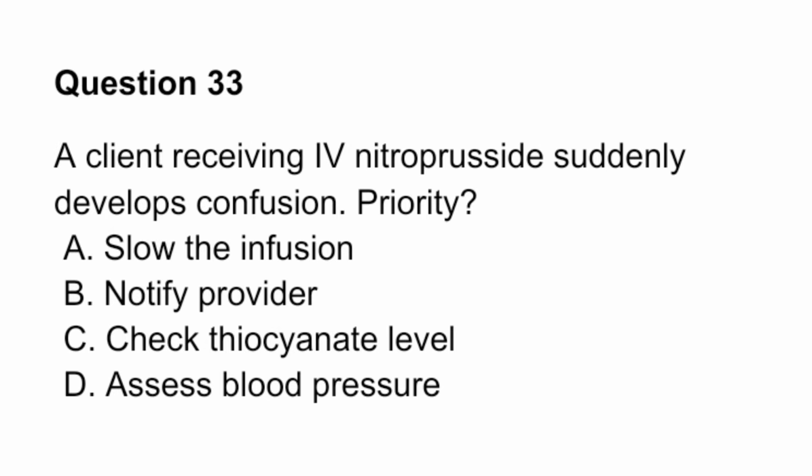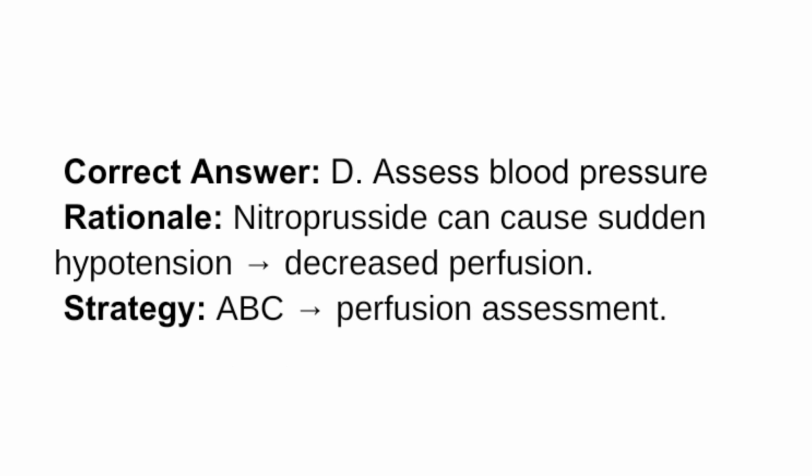Question 33. A client receiving IV nitroprusside suddenly develops confusion. Priority? A. Slow the infusion. B. Notify provider. C. Check thiocyanate level. D. Assess blood pressure. Correct answer, D.